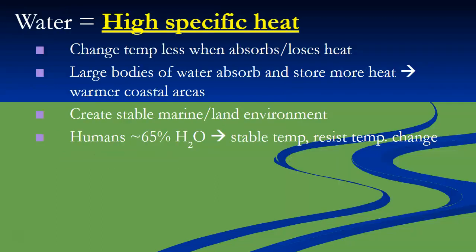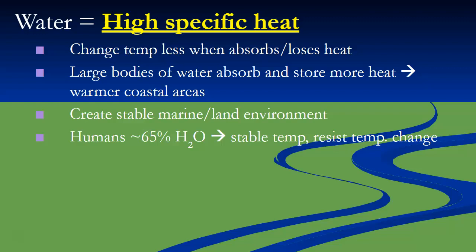Other properties of water that are important for life: high specific heat. What that basically means is that it doesn't change temperature very easily. And super large bodies of water are able to store a lot of that heat. So for example, in coastal areas, it's a lot warmer because the water can absorb and insulate. It takes on a lot of the heat from the environment and therefore helps to keep the area warm and create a stable climate.